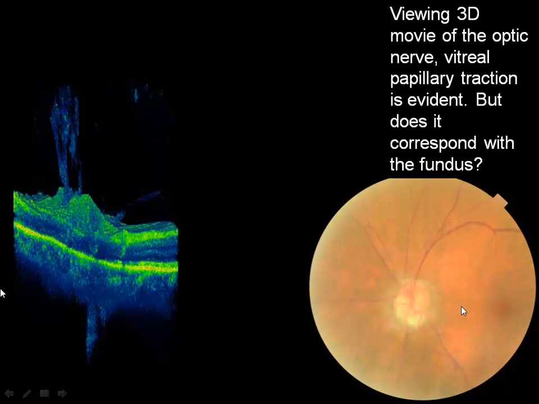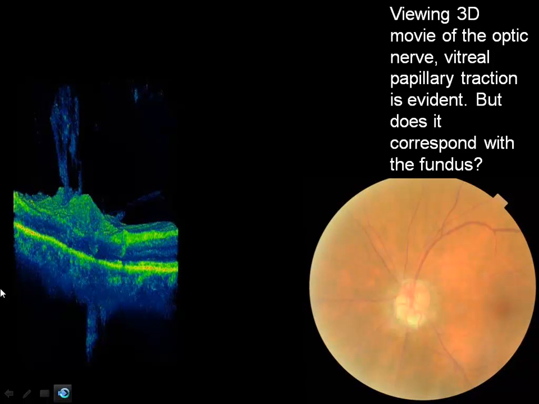Now this was interpreted as being anterior ischemic optic neuropathy, and the patient was worked up for everything under the sun, arteritic, non-arteritic, also they did MRIs on this patient. Everything came back normal, and then after the MRIs were normal, I actually got to see the patient for the first time and did an OCT scan of the optic nerve, and you can see that there's clear traction on the disc.